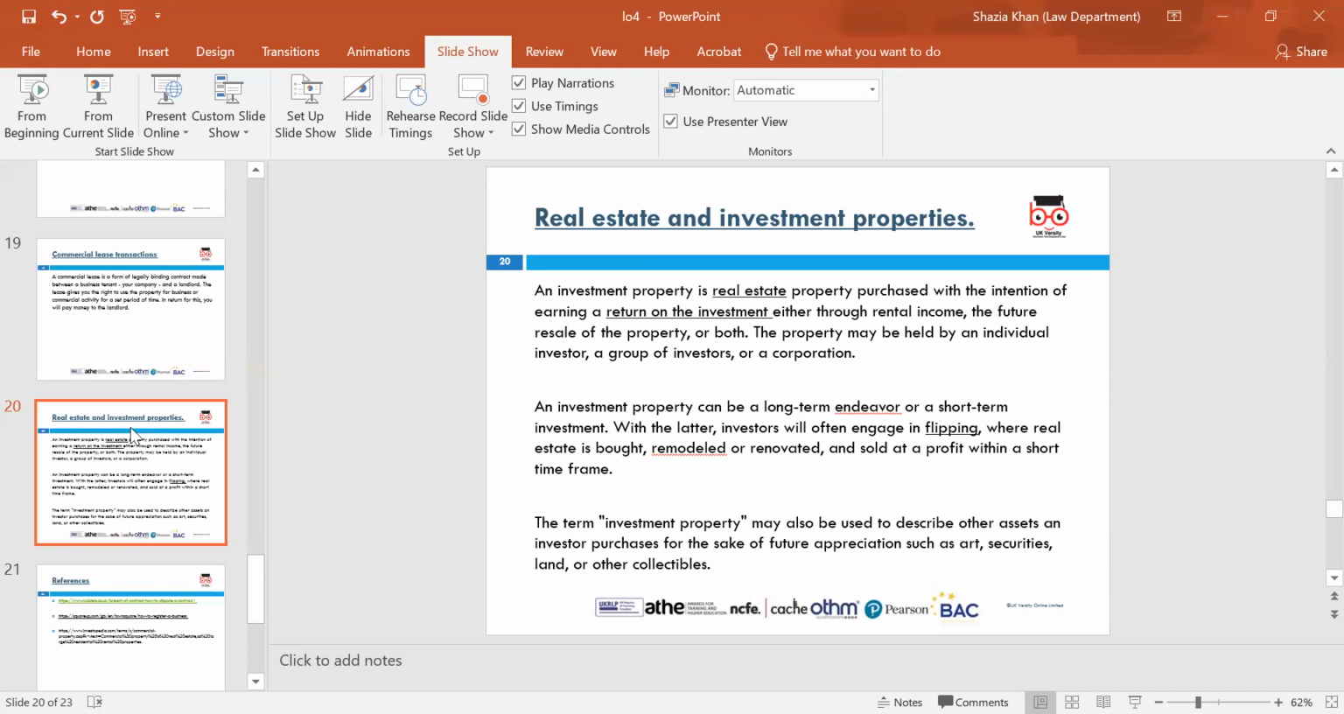When we talk about real estate and investment properties, are there advantages and disadvantages of that?